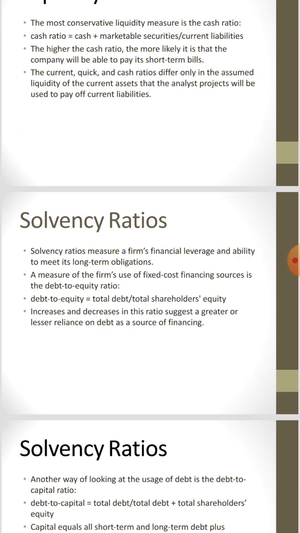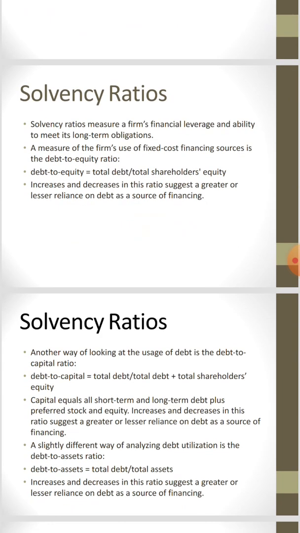And then we move on to solvency ratios. We say that solvency ratios measure the firm's financial leverage and its ability to meet its long-term obligations. Okay, and then we'll start by looking at the debt to equity ratio. So the debt to equity ratio is equal to total debt divided by total shareholders' equity. Increases and decreases in this ratio suggest a greater or lesser reliance on debt as a source of financing.